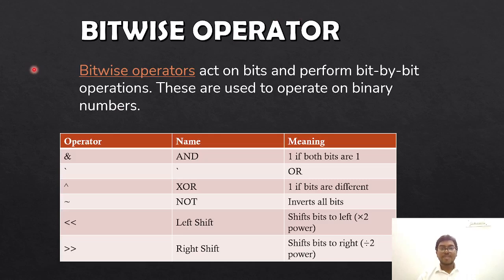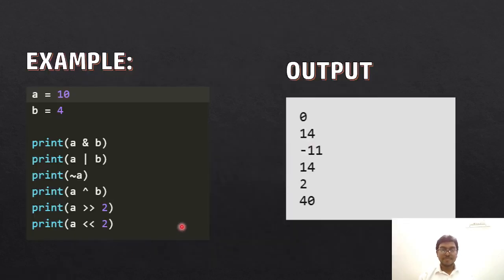Similarly, we have bitwise operators. Bitwise operators act on bits and perform bit by bit operations. They are used to operate on binary numbers. Some bitwise operators we have are AND, OR, XOR, NOT, left shift, and right shift. Here are some examples of it. For example, A equal to 10 and B equal to 4. Now it's saying print A and B. Both values are different in their bits, so the result will be 0.